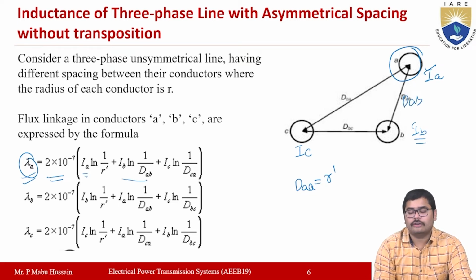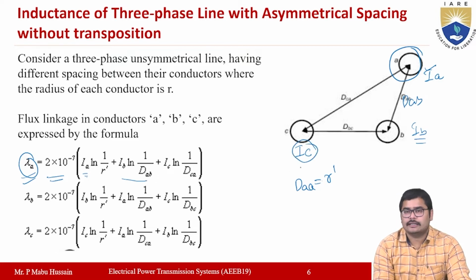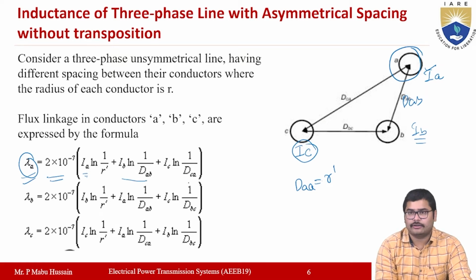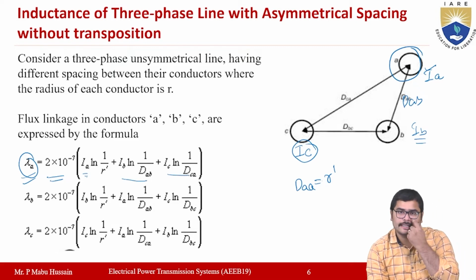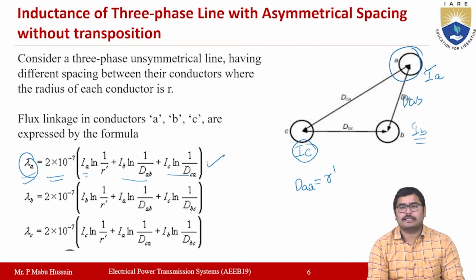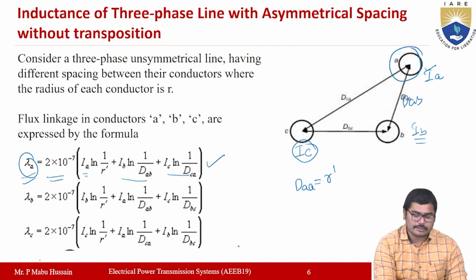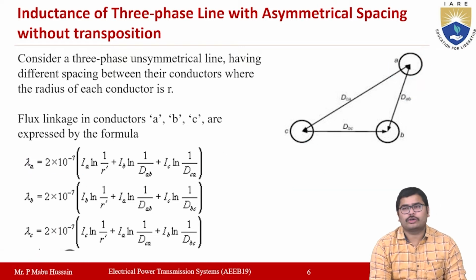So IB into ln 1 by DAB plus, when you take the current IC, IC into ln 1 by distance from A to C, which is DCA or DAC. Okay, so IC ln 1 by DCA here. So this is the flux linkage equation for conductor A. Similarly, you can write the flux linkage equations for the other two conductors also.